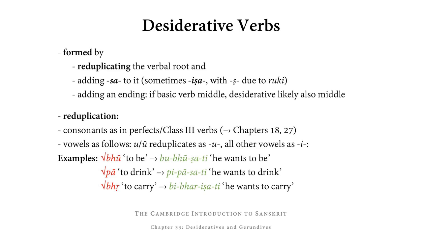So, for example, of bhu, to be, we get the form bubhūṣati, he wants to be. What we have here is bhu, the root, which is reduplicated, bubhu. Then we add sa, which changes into sha due to ruki after the u. And then we have the third singular ending, ti. So bubhūṣati, he wants to be. Pa, to drink, gives us pipāsati, he wants to drink. And bhr, to carry, gives us bibhariṣati, he wants to carry.